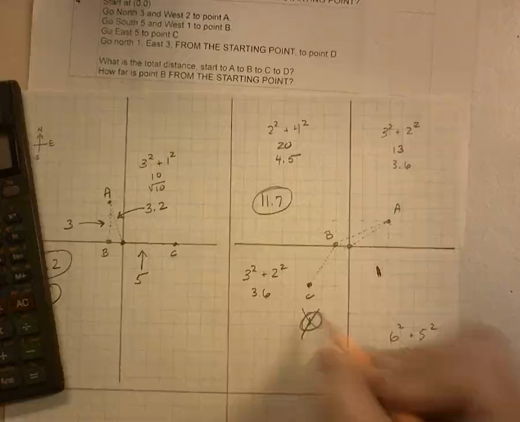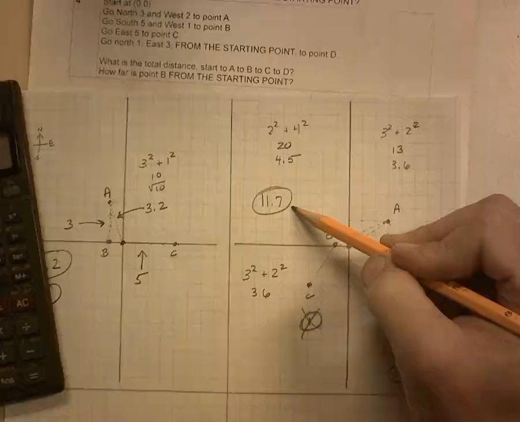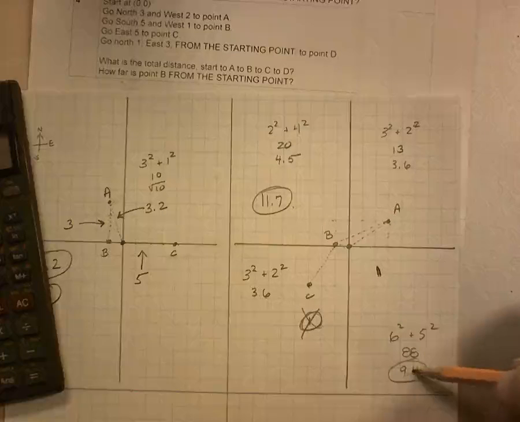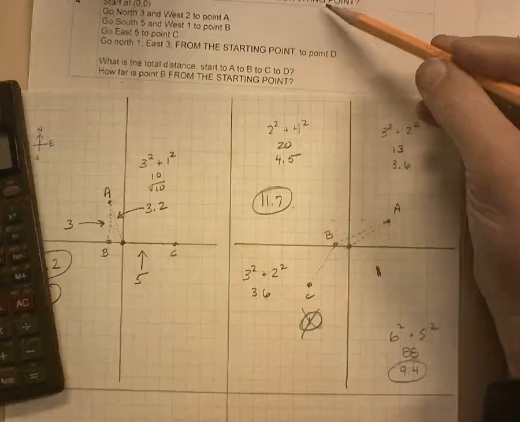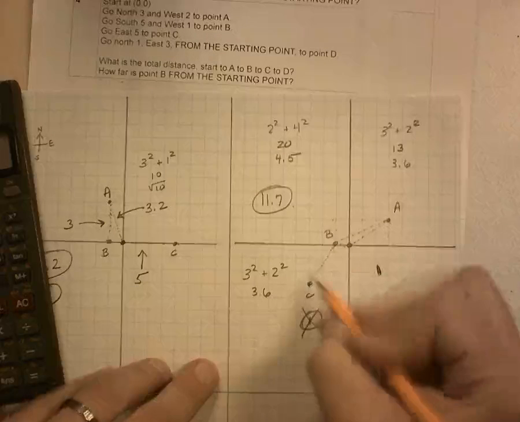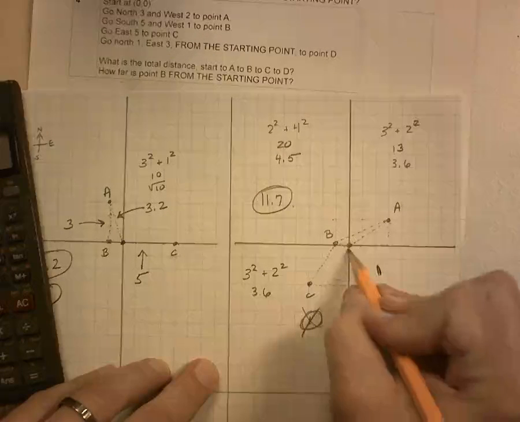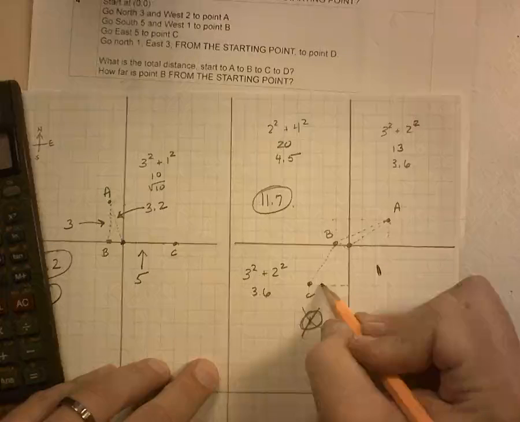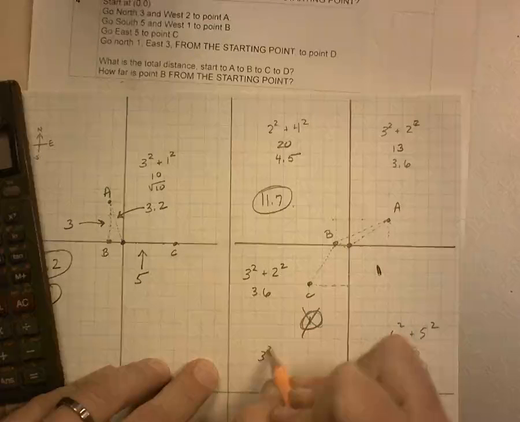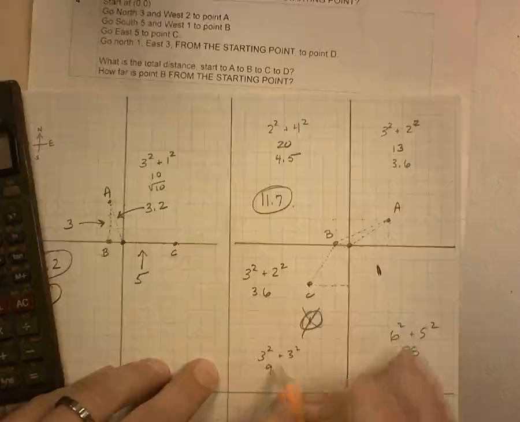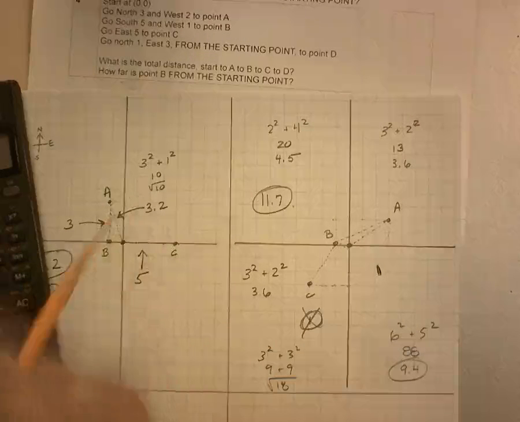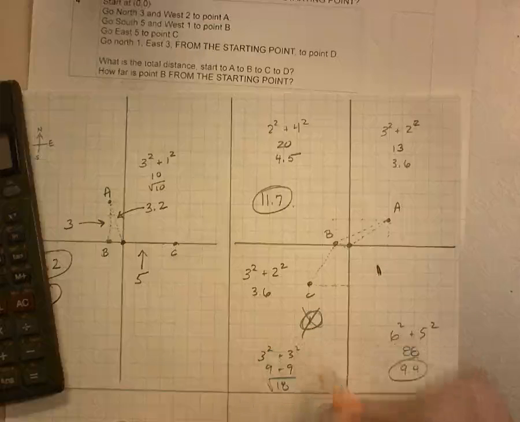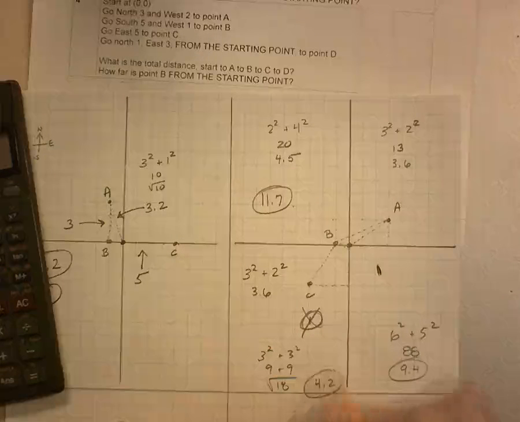So those are my answers. So I think the total distance is 11.7. A to C is 9.4. And then it has a question, how far is C from the starting point? Okay, let's do that one also. C from the starting point is right there. So it's 1, 2, 3, 1, 2, 3. So it's going to be 3 squared plus 3 squared, which is 9 plus 9, which is 18, square root of 18, 4.2.